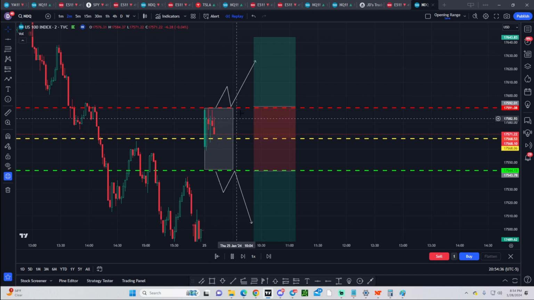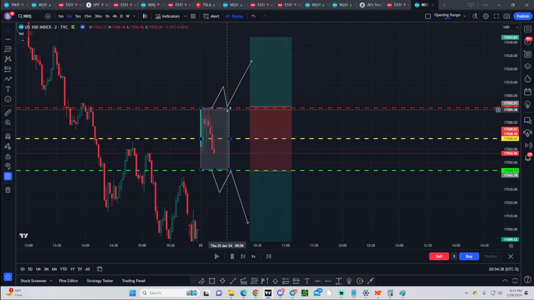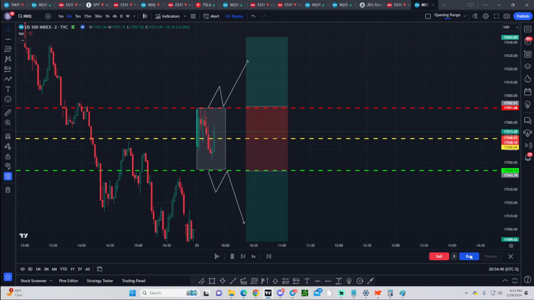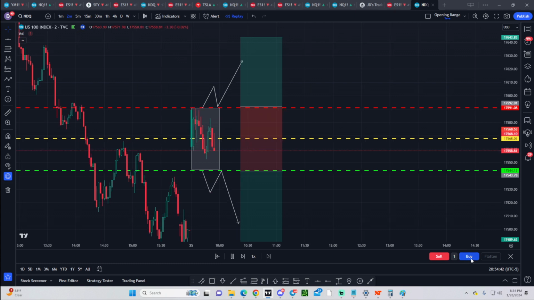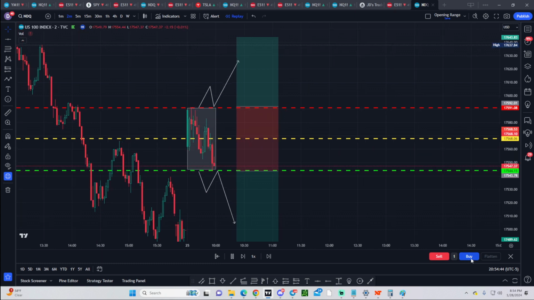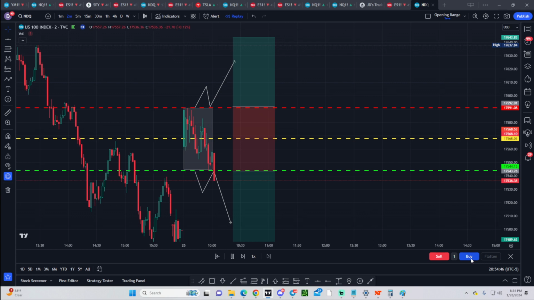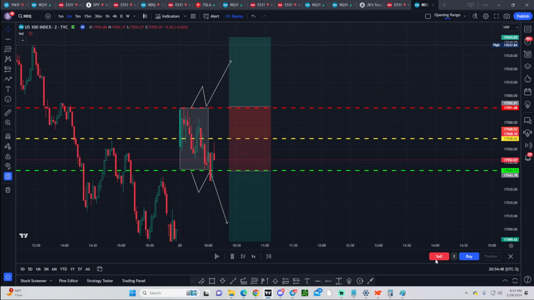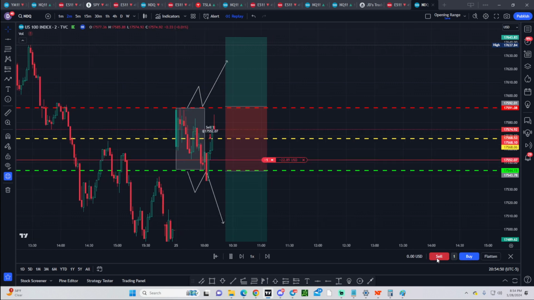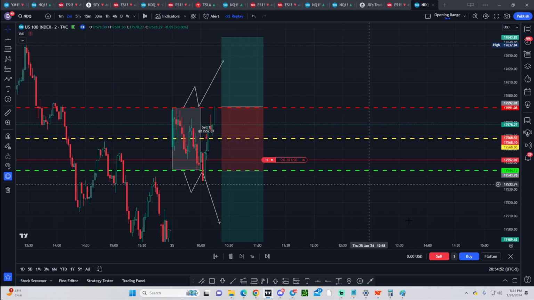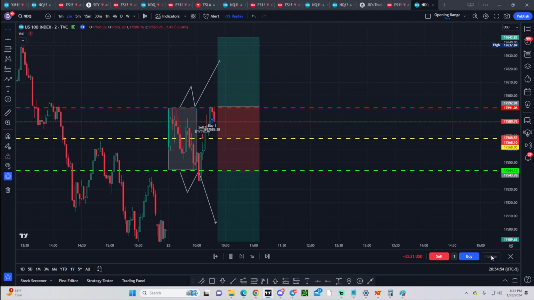So again, this 30 minutes doesn't start until we go above this area. I have a buy and a sell button here, so we'll see what happens. All right, so it broke down. I sold there. I got stopped out, probably right here. I'm flat.